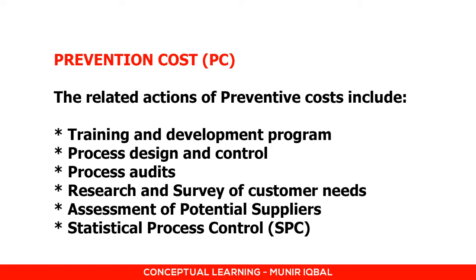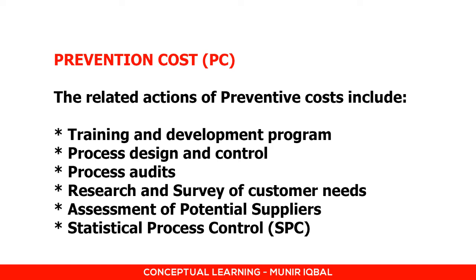Process audits refer to verification of processes to ensure that processes are working within established limits and are in accordance with conformance to the predetermined quality control standards. We also conduct research and surveys of customer needs and assess potential suppliers to ensure consistent quality. Statistical process control is used to monitor and control a process to ensure that products being produced are in accordance with their specifications, with less waste and variation.